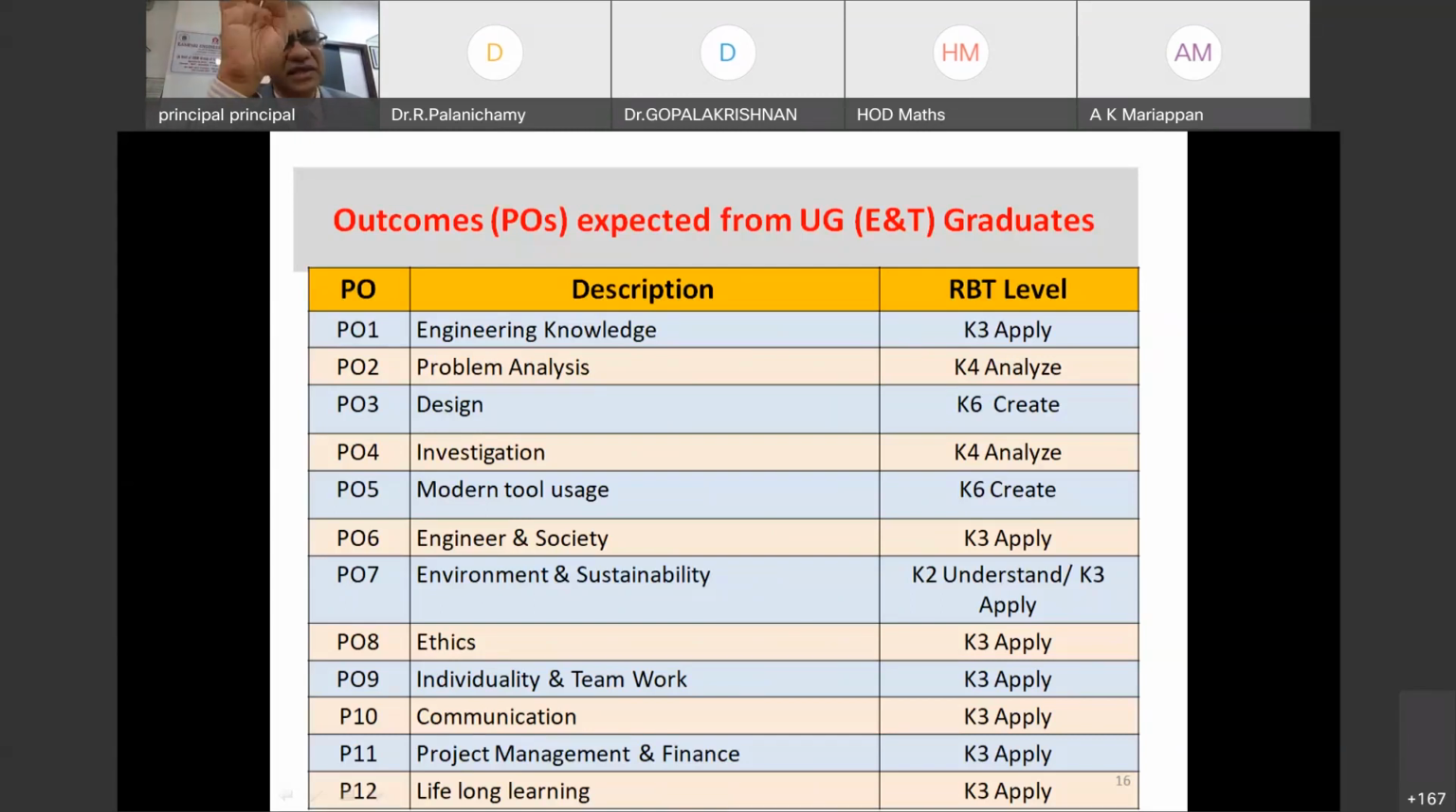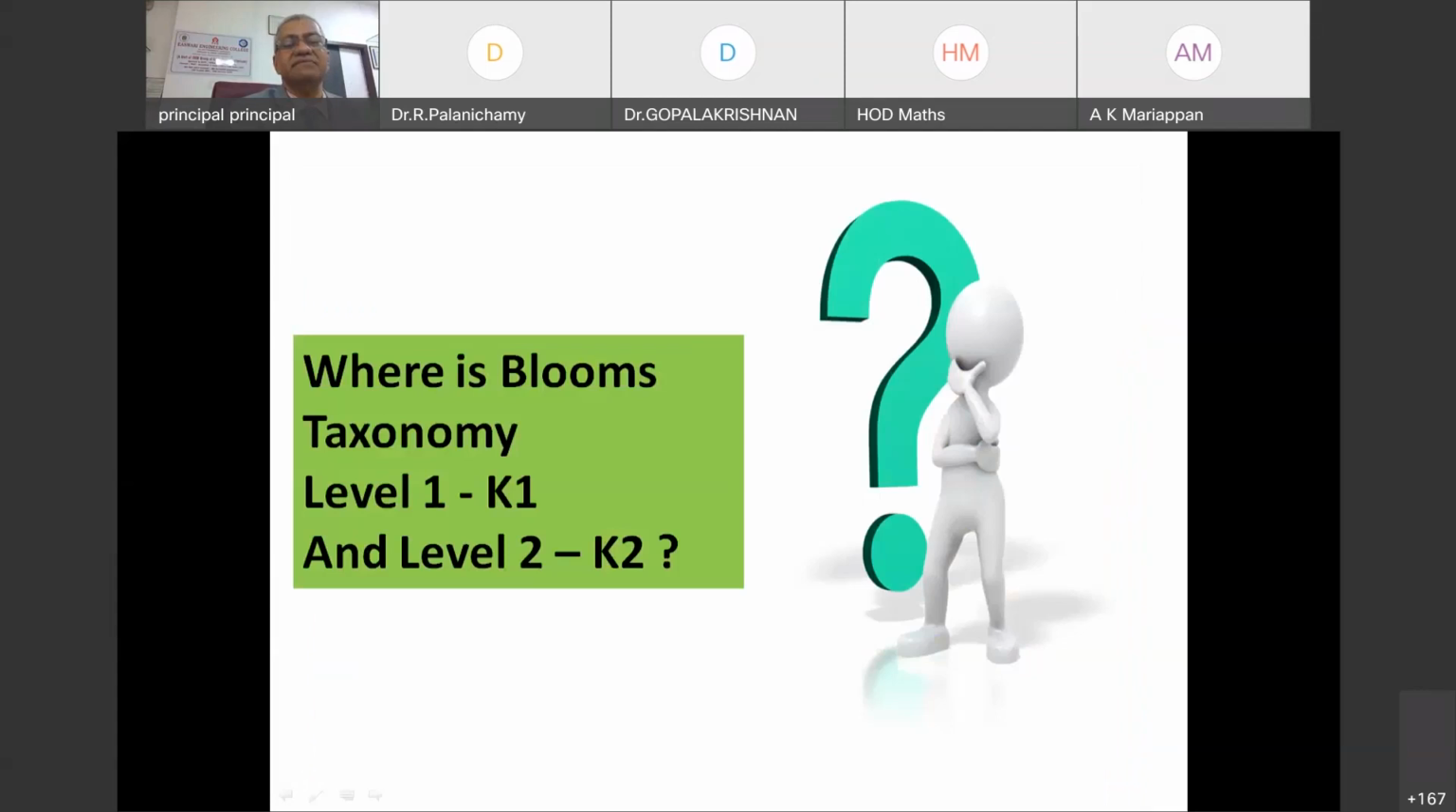Ethics K3 is apply. Worst case scenario, we are all using only application in ethics. Then individuality, teamwork is application, communication is application, project management is application, lifelong learning is application. All three will come under K3 level only. Okay, so now we go to the next slide, then we'll again come back to this.